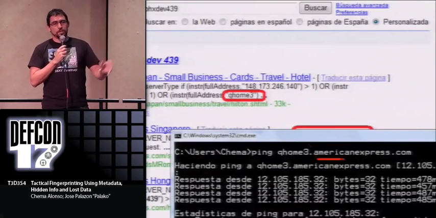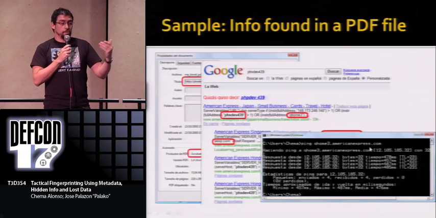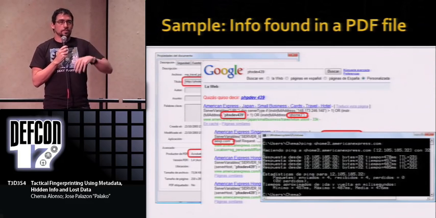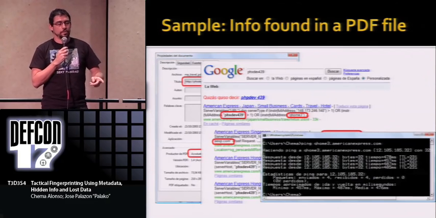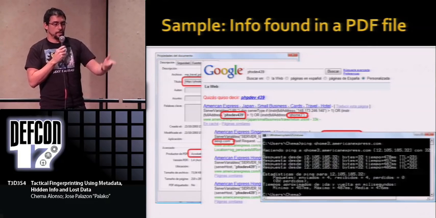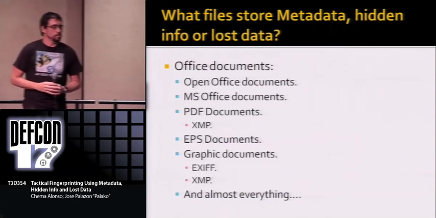This was from an American Express example. And then you see that you didn't know anything about the organization before. Maybe they are not even hosting the files inside their network. They are hosting in a third party. But you now know information about the network, and you can actually ping it and access this information. Well, in the end, all kinds of files store metadata.